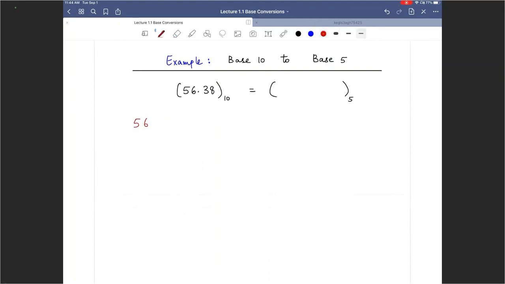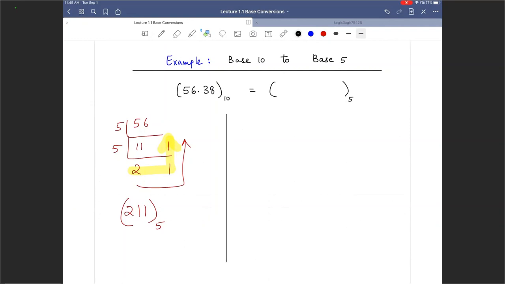I'm going to do 56 divided by 5. First, for the integer, I get 5 times 11 is 55, remainder is 1. And 5 times 2 is 10, remainder is 1. So my answer is going to be what? 211. 211 base 5. That is going to be my integer part of the result.